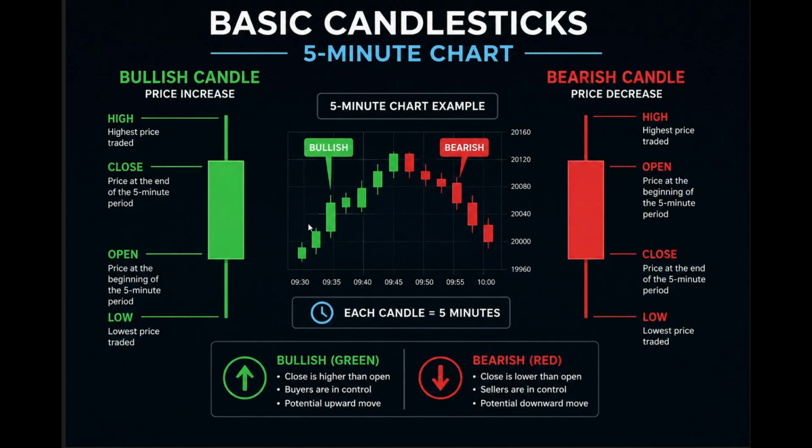Okay, so this is a basic 5-minute chart. This is a bullish price action, meaning that the market is trending up, and this is bearish price action, meaning that the market is trending down. And when I say price action, these are the prices, and the action is what's happening: is it moving up, or is it moving down?